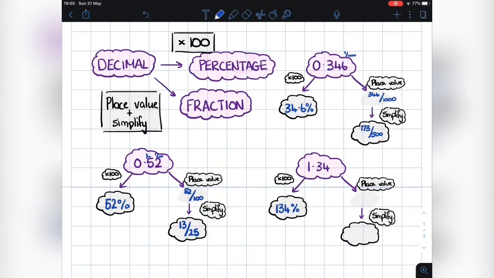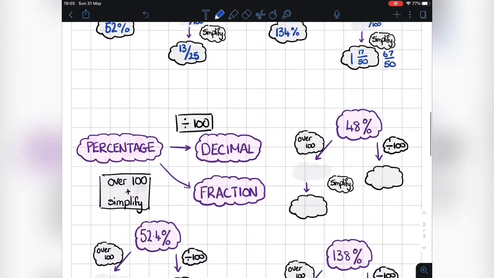Okay, 1.34 then. Well, the 4, my final digit, is in the hundredths column. So we're going to write this as 134 over 100. Okay, this will be an improper fraction because the number is bigger than 1. But we can still simplify it in the same way, and we get either 67 over 50 by dividing both numbers by 2, or as a mixed number, that becomes 1 and 17 over 50.